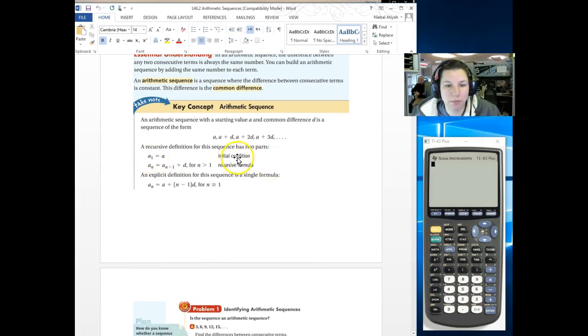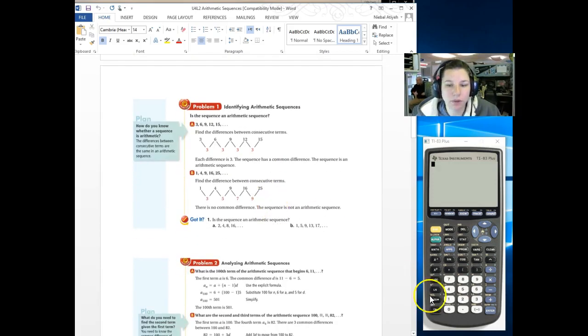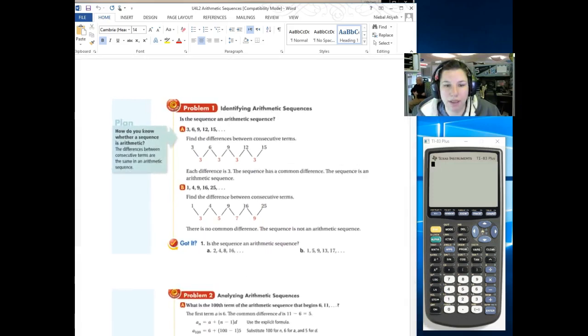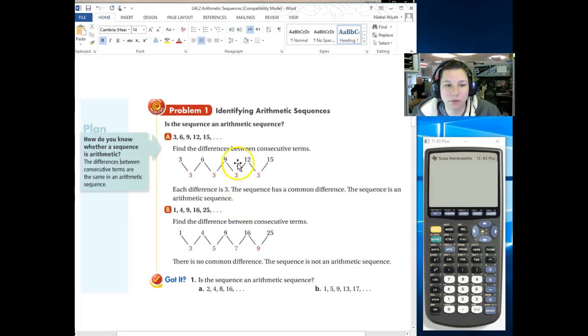A sub 1 is going to be your first term, and they'll give you the recursive formula. Remember, recursive formula, you need to have the term that came before it in order to get the term you're looking for. And then this is your general formula for the explicit formula, so if you want to know any term. Okay. So step one is just to be able to identify, am I looking at an arithmetic sequence or not? So you want to see if there's a common difference.